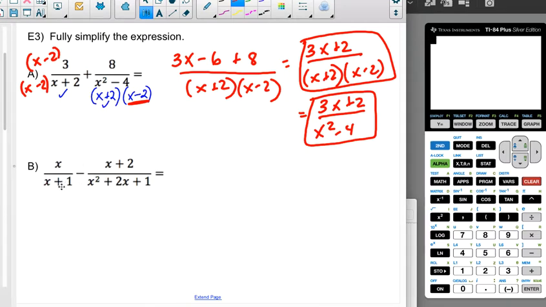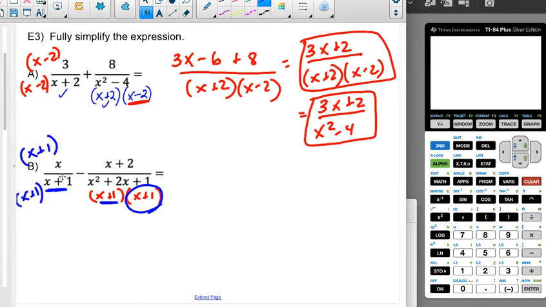Let's look at the next one, right? So here I have an x plus 1. That's already a factor. When I factor x squared plus 2x plus 1, I get x plus 1 times another x plus 1. Right? Well, that means that I've already got one of the x plus 1s as a factor. That's great. But I'm missing the other one. I need this first fraction to have two x plus 1s in the denominator.